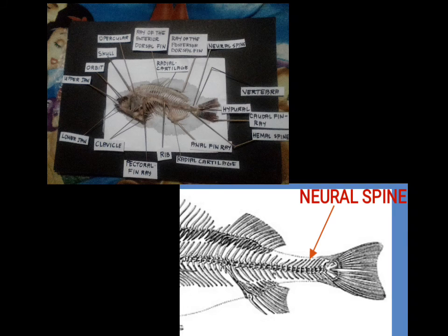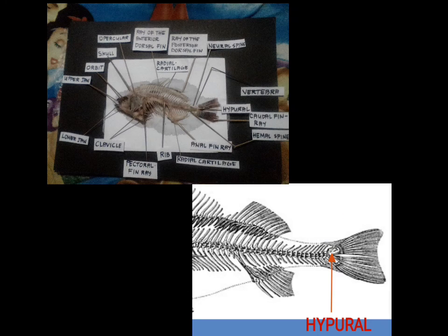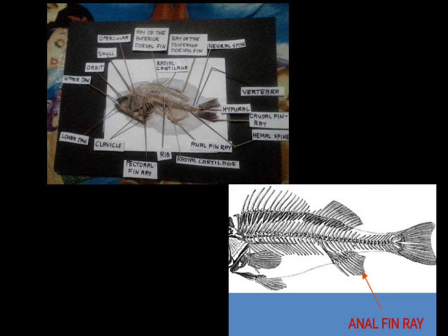And the neural spines contain part of the nervous system. And vertebra, each of the bones forming the neural spine of a fish. Then, the hypural is a bone to which are attached the spinaries of the caudal fin of a fish. And caudal fin rays, each of the small bones forming the tail fin of the fish.